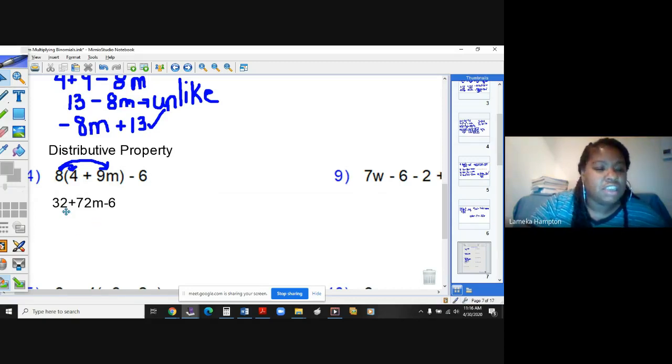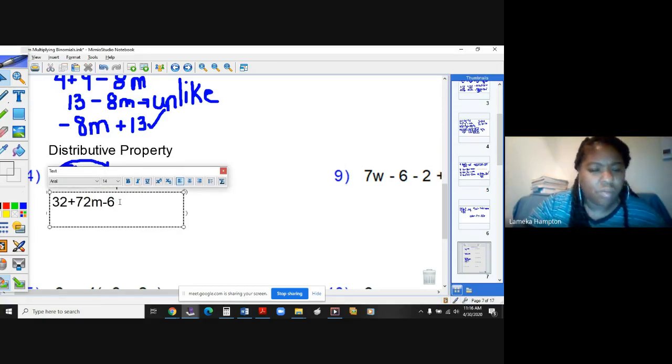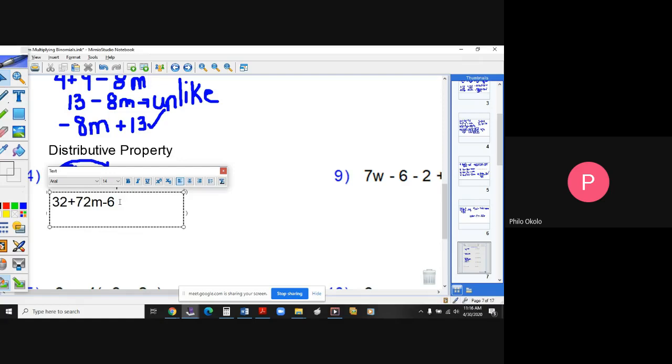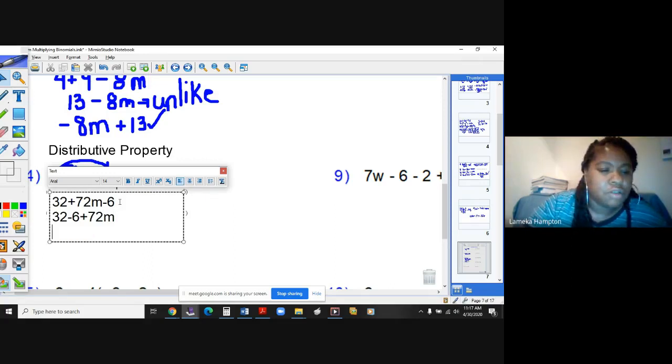Now, my next thing is, do I have any other like terms in this particular situation? Yes, ma'am. What are they? The numbers 32 and 6. All right. So I'm going to say 32 minus 6. Remember, I'm putting all my like terms together. I'm going to say plus 72. And when I do this, that's going to leave me with what? 26? Yeah, 26.